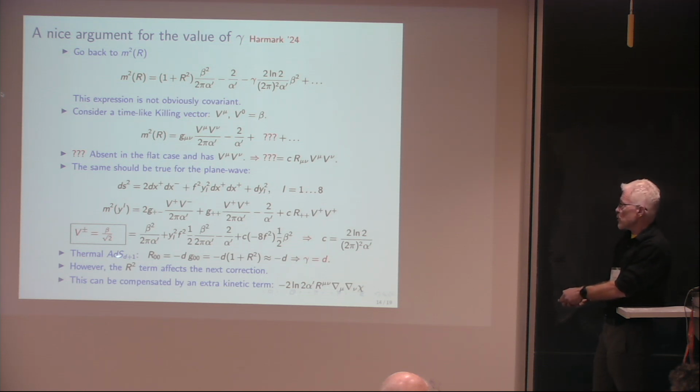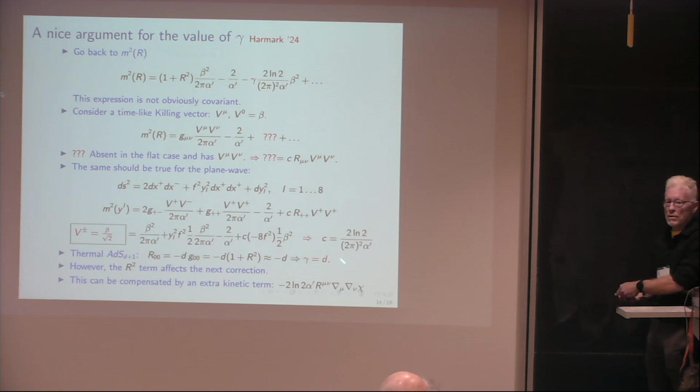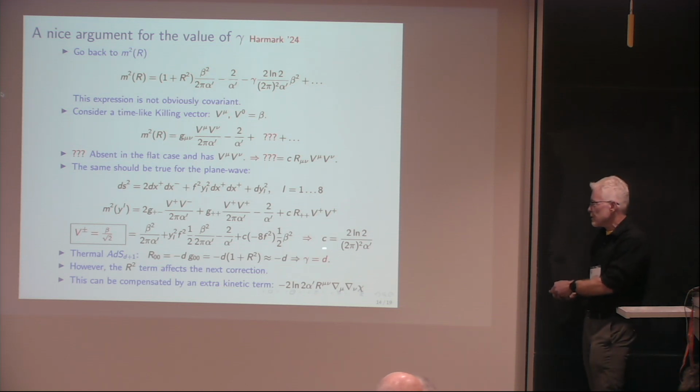Now let's go to thermal AdS and use the same argument. Now we just have an R00 term as the only thing that's going to contribute here, and that's just equal to minus D times G00. The leading term here is the 1, and the R squared is subleading. So we get a minus D, and this would correspond to gamma equals D. So that's what we claim that you're going to find.